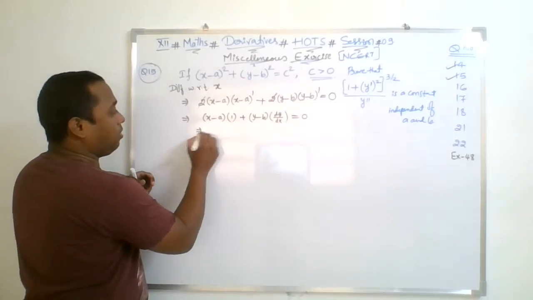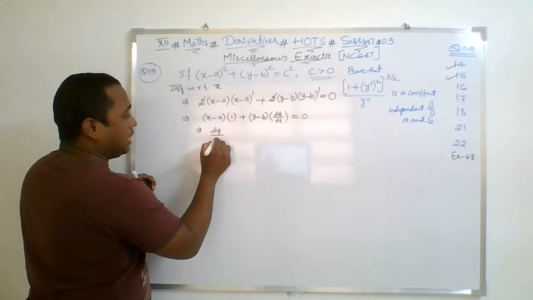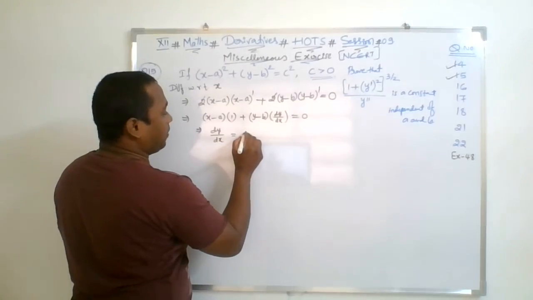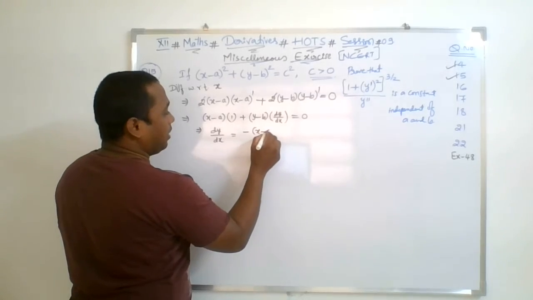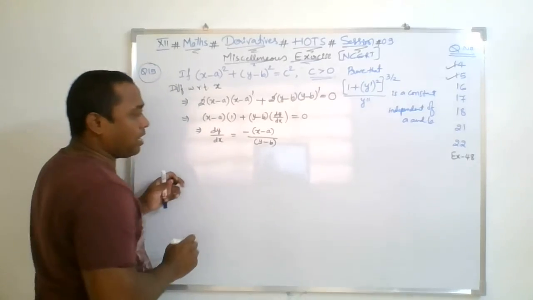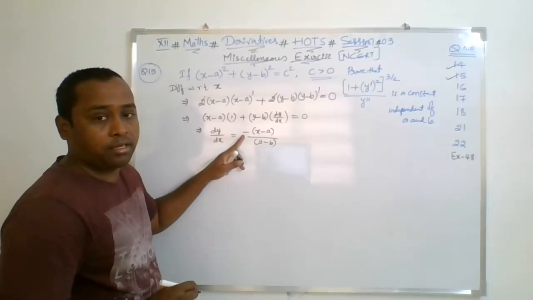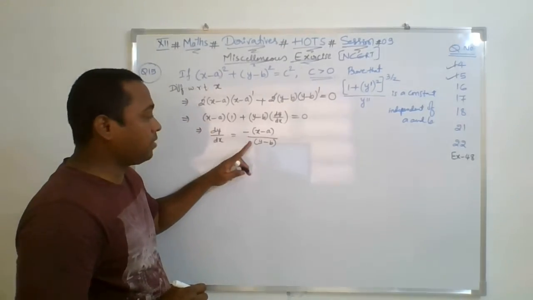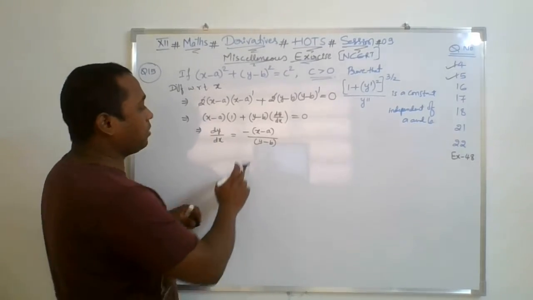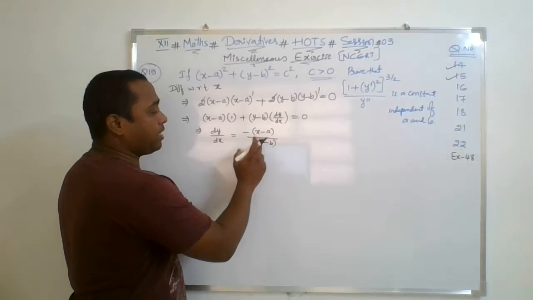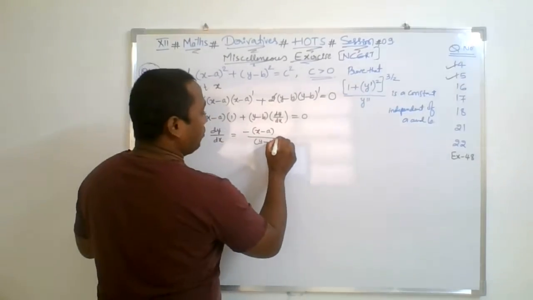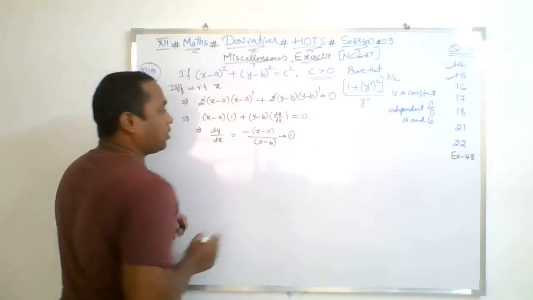Now finally what I got here, dy by dx, I can write as minus of (x minus a) upon (y minus b). You may adjust this minus sign simply by multiplying it inside, but I am not disturbing this. I wanted to keep the terms in the form x minus a, y minus b as it is, purposely. So this is the result number 1 I got.